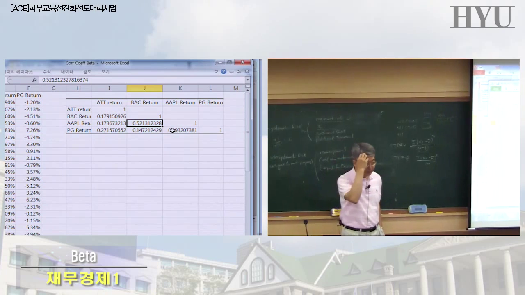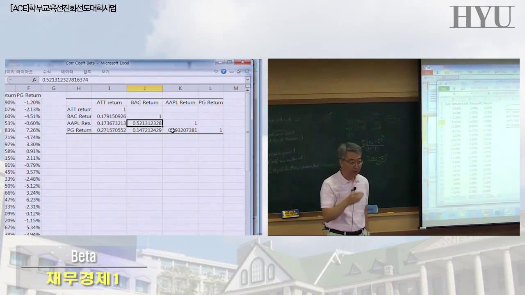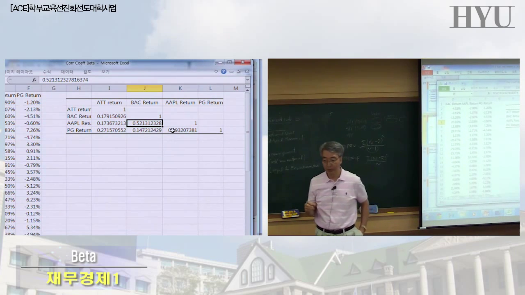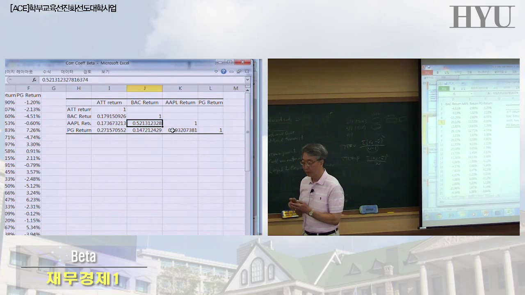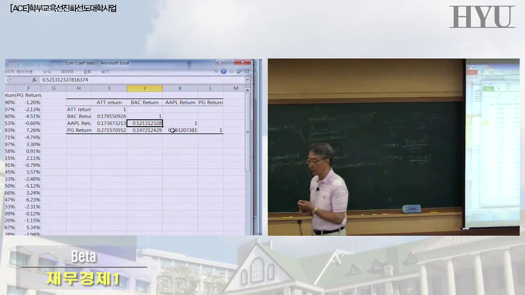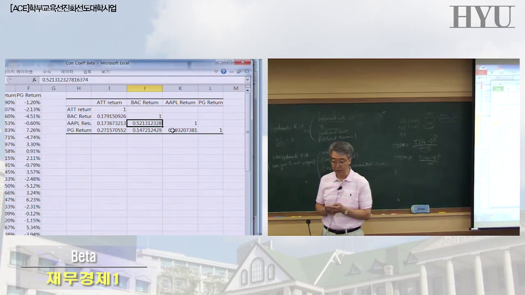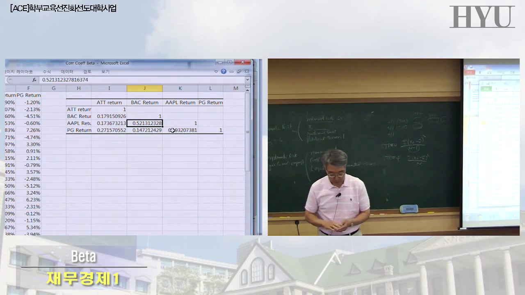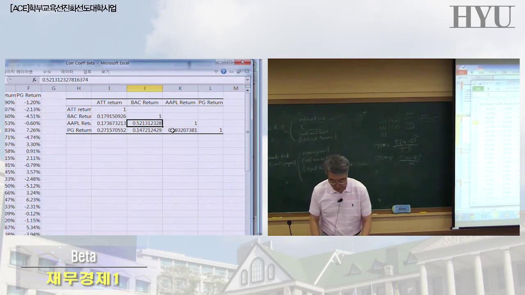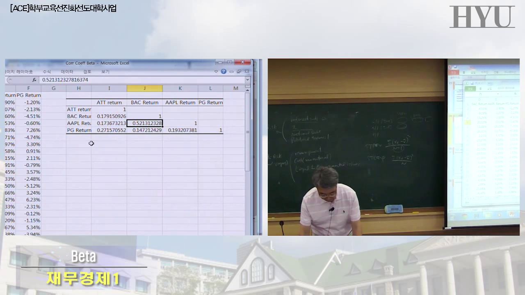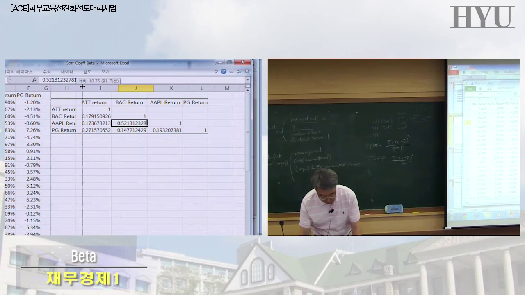So in your project, you're supposed to come up with portfolios of 2 stocks in each portfolio, out of 4 possible choices, right? So you can examine 6 different portfolios here. Anyway, so that's how you calculate the correlation coefficient. How do you do the regression?